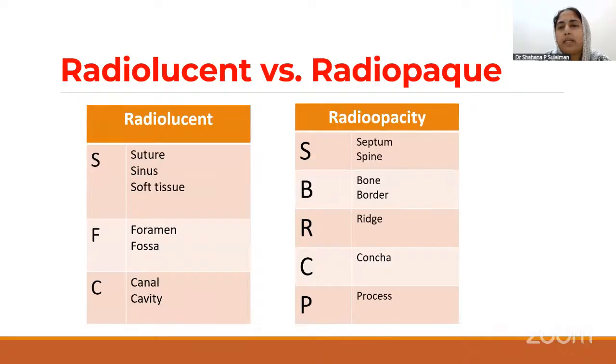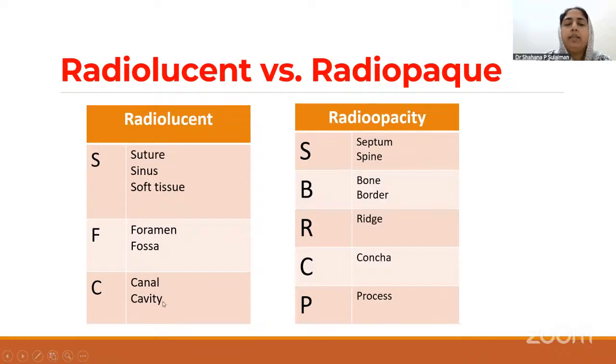Before going into the landmarks, you should know what is radiolucent and what is radiopaque. The term radiolucent means it appears black in a radiograph. Any structure that allows the X-ray to easily pass through it and hit the film will appear radiolucent. It can be remembered by the short form S, F and C. Under S we have sutures, sinus, soft tissue. Under F we have foramens and fossa. Under C we have canal and cavity.